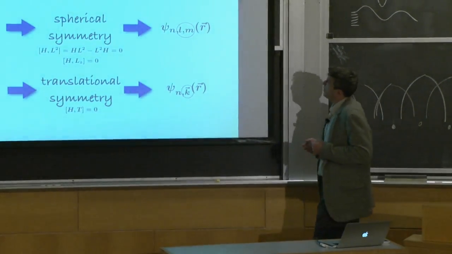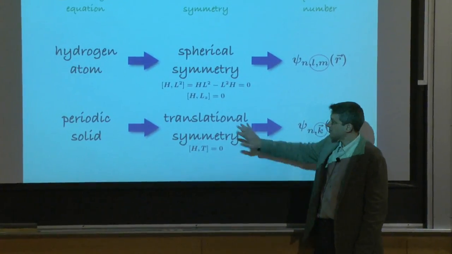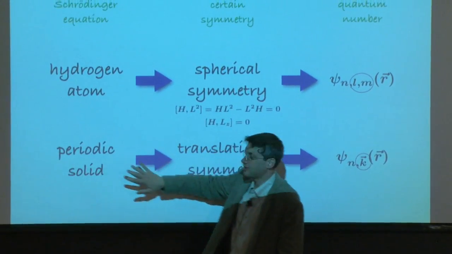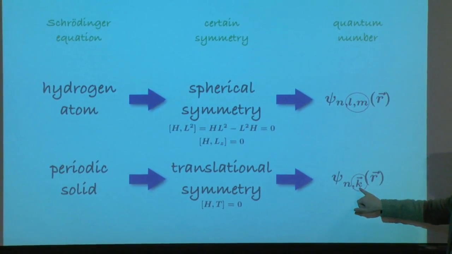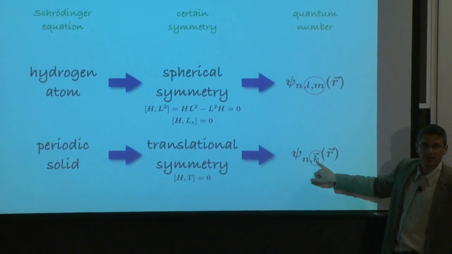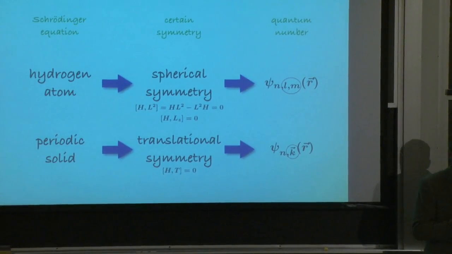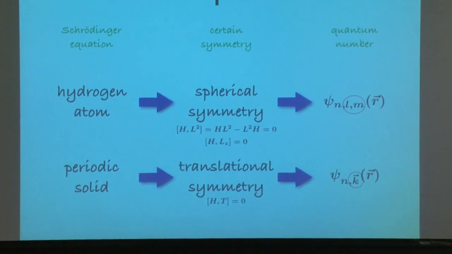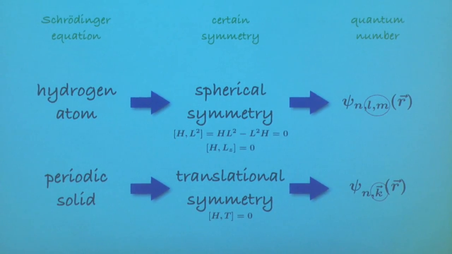Now, we have a new kind of symmetry. We have something called translational symmetry. We're still solving the Schrodinger equation, but now it's a periodic solid. And when this kind of symmetry is in the game, we have a different kind of quantum number. That's what matters most here. We have a quantum number that is a reciprocal lattice vector. It's a vector in reciprocal space. That's the key.